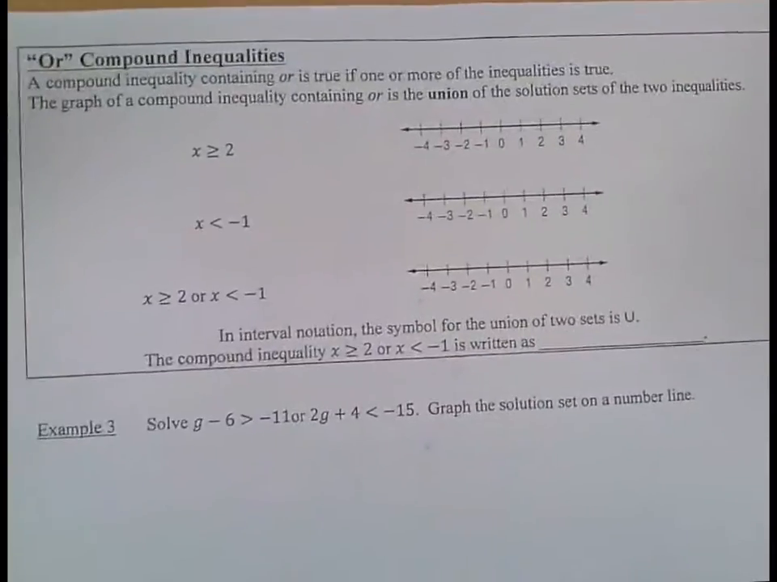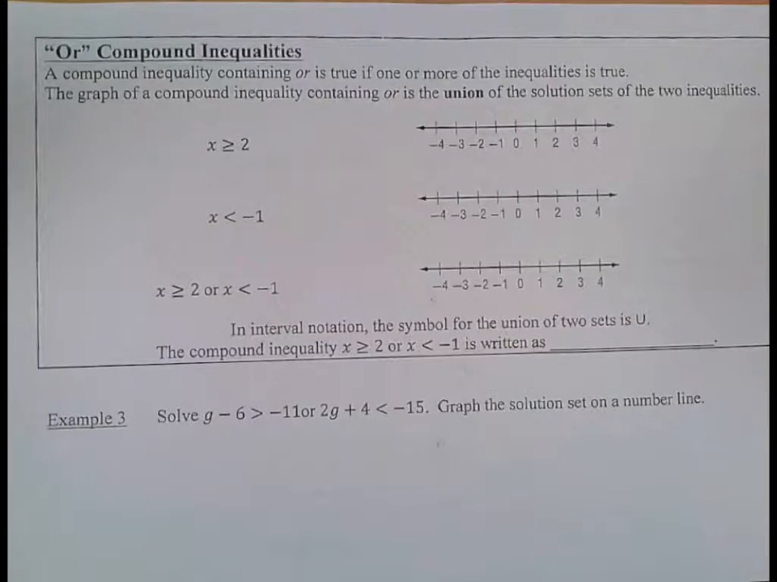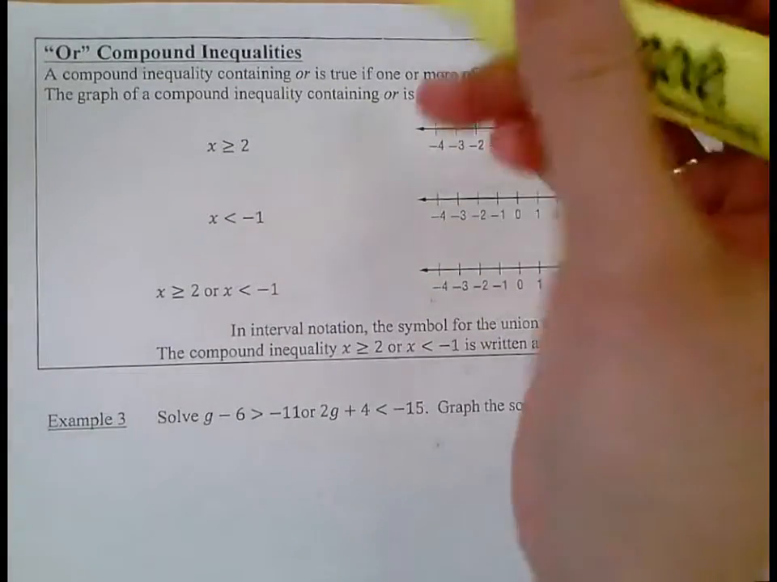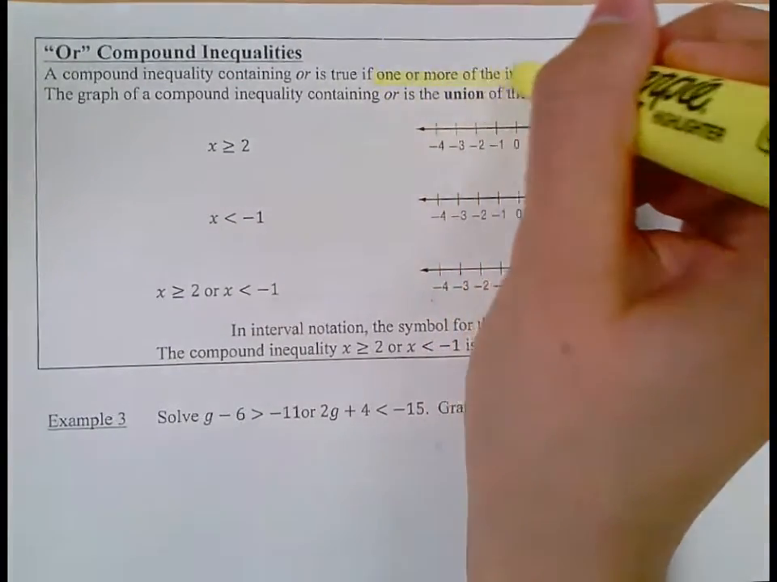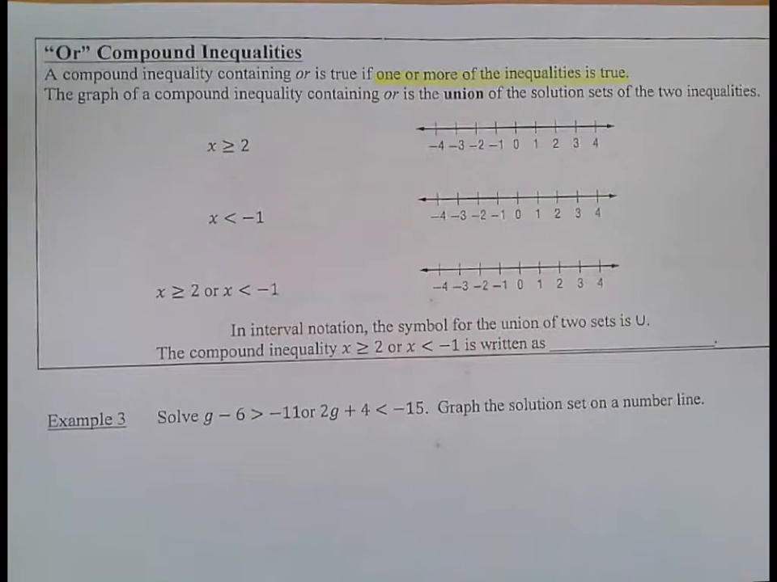Then inequalities that are joined by or. So an inequality that is joined by or, this is true as long as one or more of the inequalities is true. So your solutions do not have to be a solution to both. They just have to be a solution to one of the 2 inequalities. And the graph is called the union of the solution set.